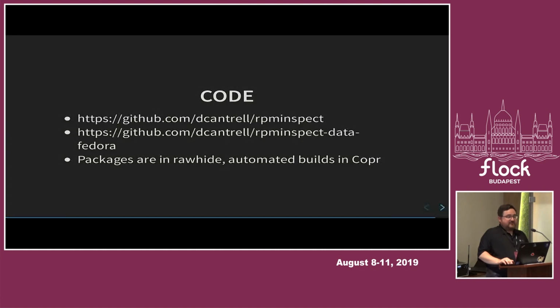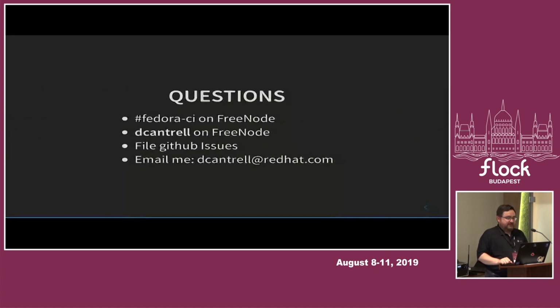Code lives here right now. I do have an organization project called rpminspect that I'm going to move everything to. I haven't done that yet. I mentioned packages are in Rawhide, automated builds are in Copr. And then we've got Fedora CI on Freenode, and PoundOS CI internally. I'm Cantrell. GitHub issues is where to tell me about problems and questions.